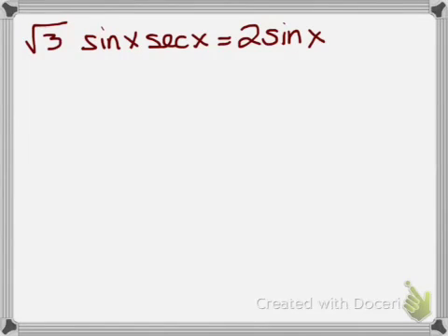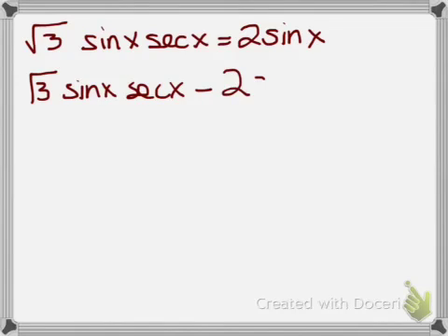Here's another problem we want to solve. It's the square root of 3 sine x secant x equals 2 sine x. So the first step, if you look at an equation, you want to see, can you set it equal to 0, and maybe we can do some factoring here. So let's set it equal to 0, just like in algebra, nothing new. Square root of 3 sine x secant x minus 2 sine x equals 0.